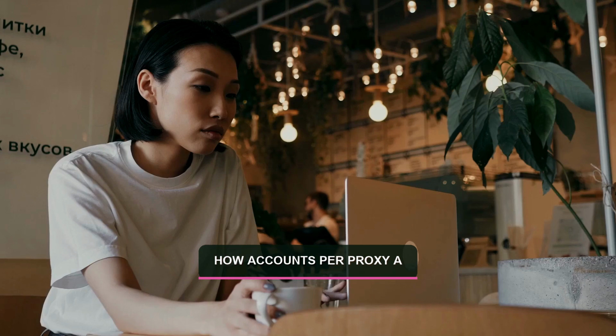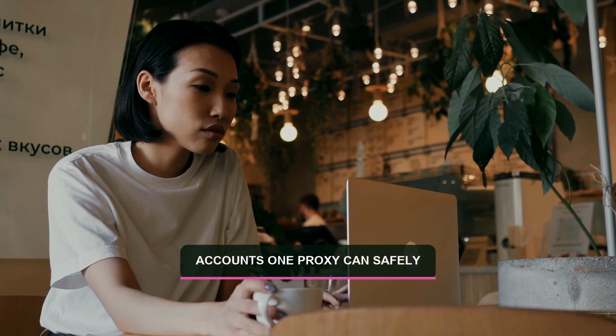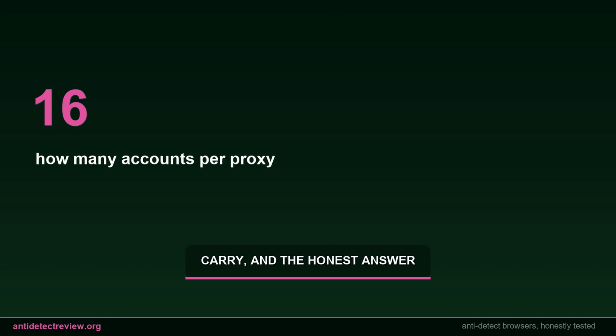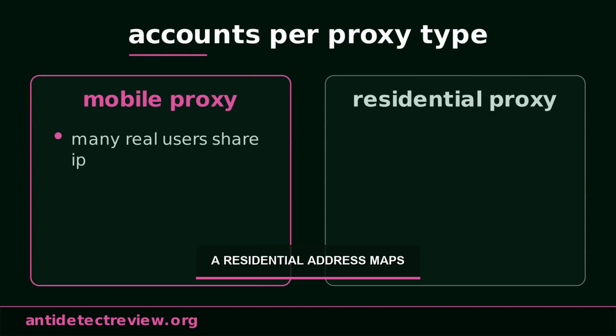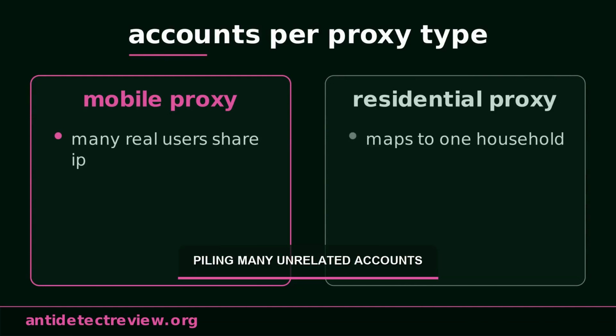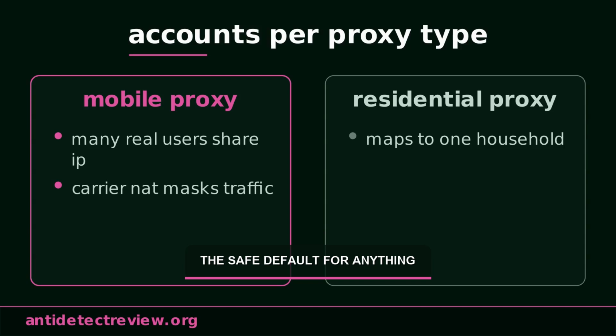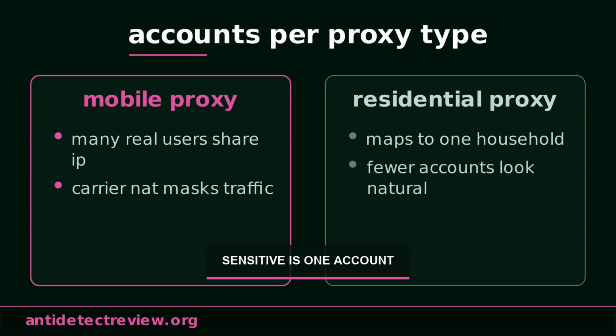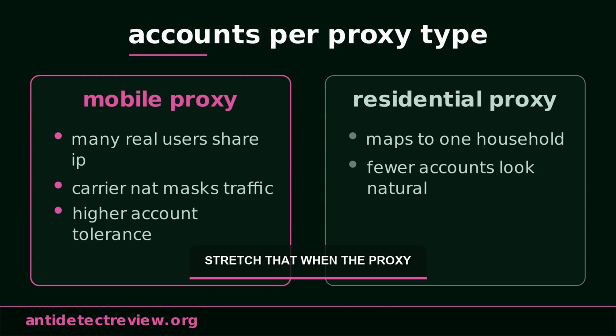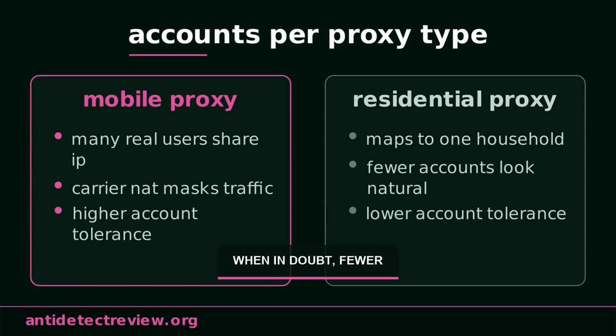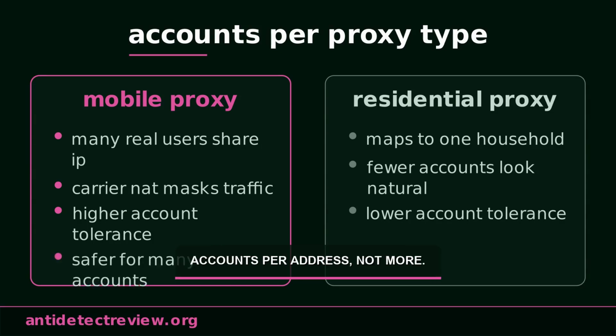How many accounts per proxy? A common question is how many accounts one proxy can safely carry, and the honest answer is that it depends on the proxy type. A mobile address, shared by many real users behind carrier network address translation, tolerates more accounts before the pattern looks odd. A residential address maps to one household, so piling many unrelated accounts onto it looks less natural faster. The safe default for anything sensitive is one account per proxy, and you only stretch that when the proxy type genuinely supports it. When in doubt, fewer accounts per address, not more.